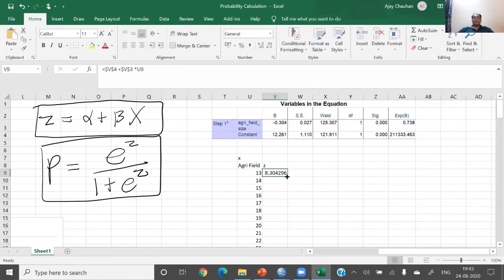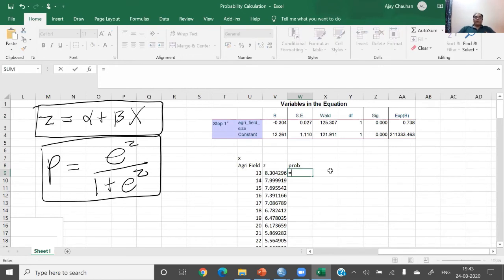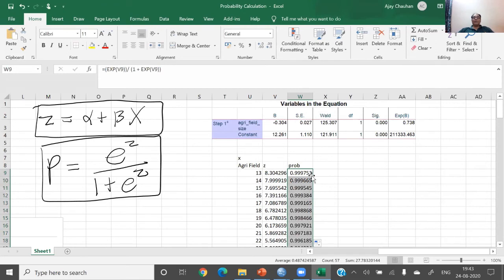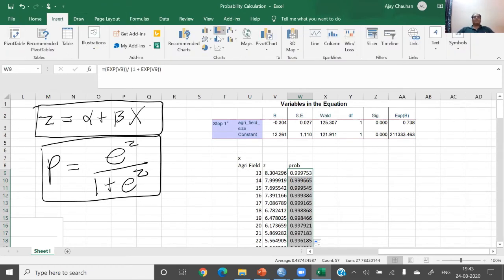After that, I am going to calculate the probability. Probability is equal to, I hope you know, this is the formula which I am going to apply: exponential of Z divided by 1 plus exponential of Z, and that's it. So this is the probability that he has migrated. This is the probability of migration. So now I have the probability of migration. Let's plot it.